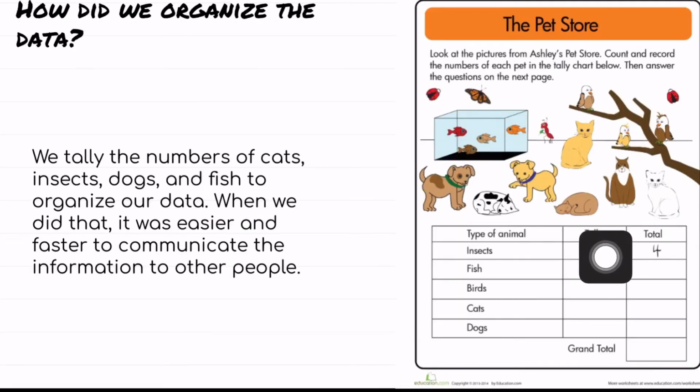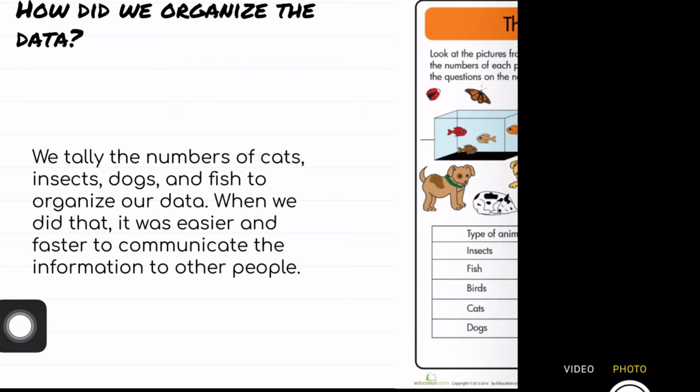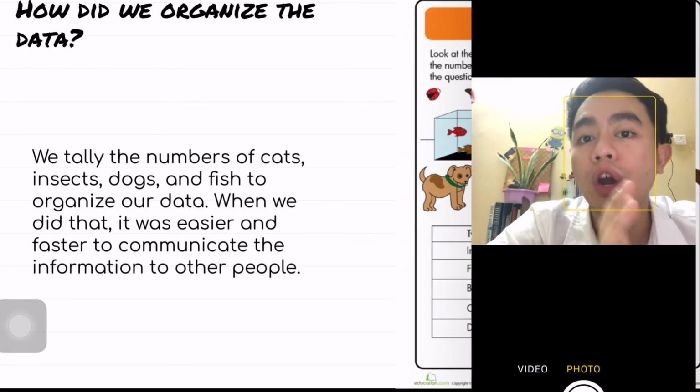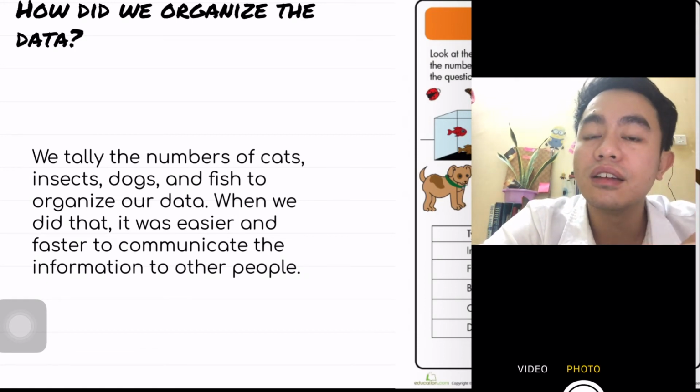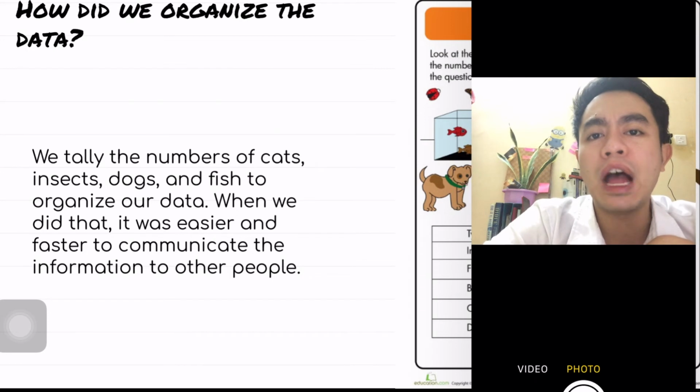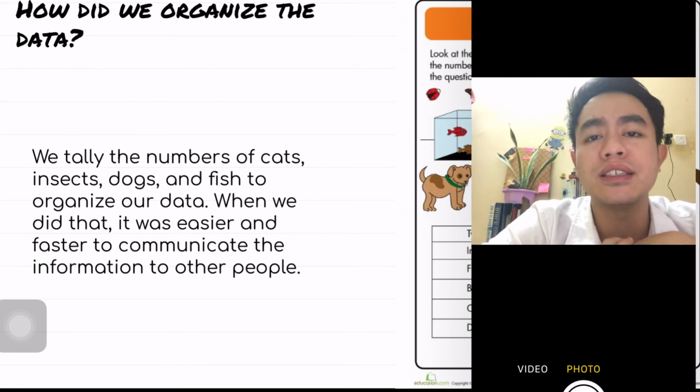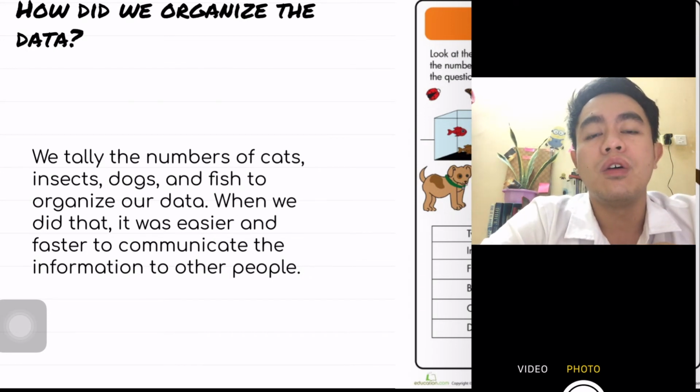And we organize the data by tallying. So we tally the data. And when we did that, it was easier and faster to communicate the information to other people. So when we organize our data, that's the good thing. When we organize the data, it is easier to communicate to other people how many dogs, how many fish, how many insects, cats, or fish are in there.